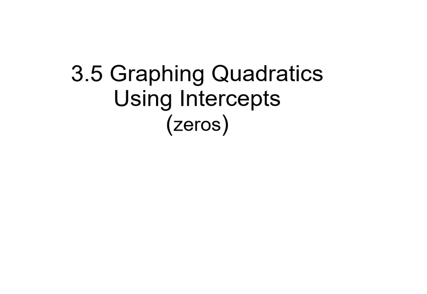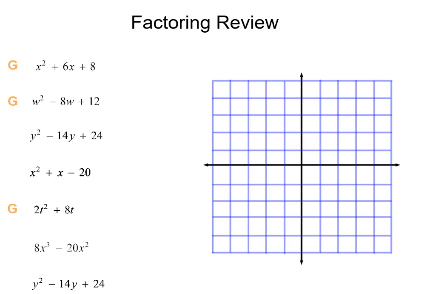Okay, in this lesson, we're covering section 3.5. This is where we're going to graph quadratics using x-intercepts, which we also call zeros. In order to be able to do this, we have to remember our factoring. So remember when we're factoring a trinomial, we're looking for factors of c that add to give us b.